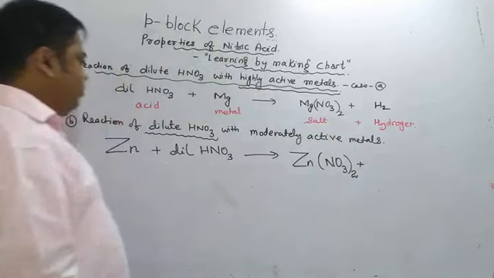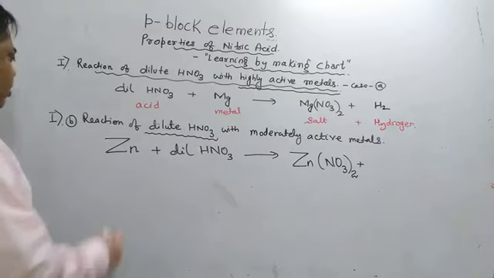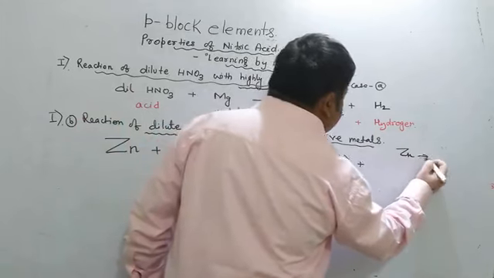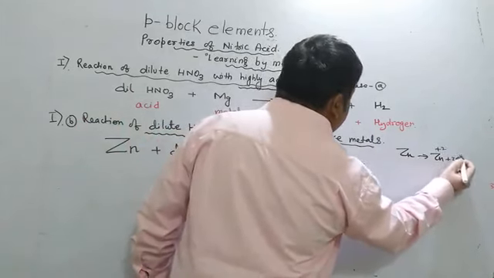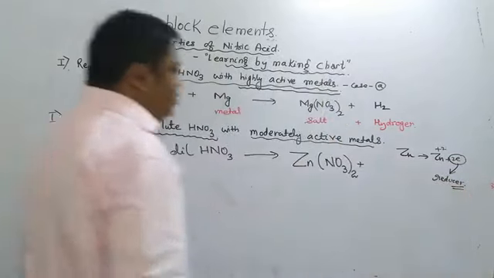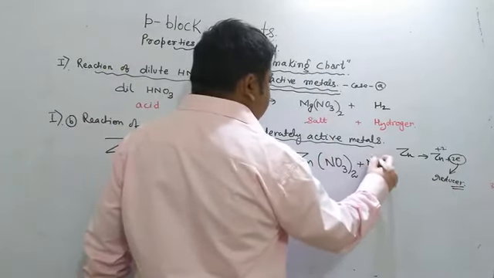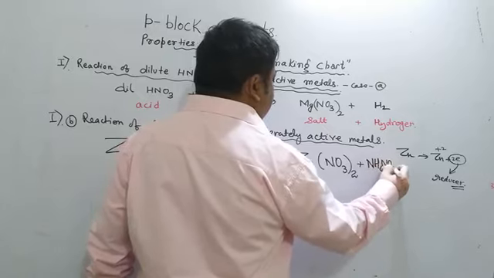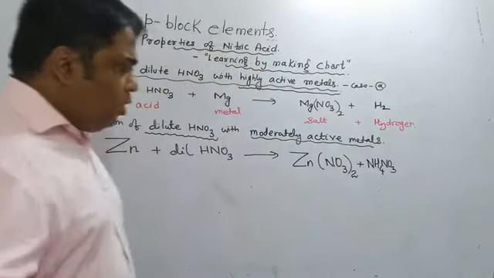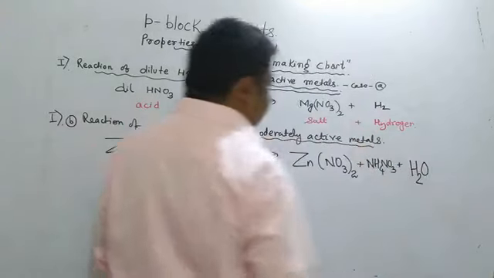Along with this, nitrogen and hydrogen will get reduced due to the reducing property of moderately active nature of the metal. So zinc acts as a good reducing agent. These electrons are good reducers. As a result, ammonium nitrate will also be produced. But nitric acid is a good oxidizing agent. So here, instead of hydrogen, water will come out, as I was telling you earlier. Water will come out.